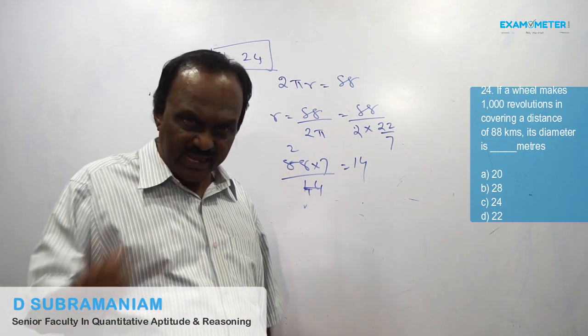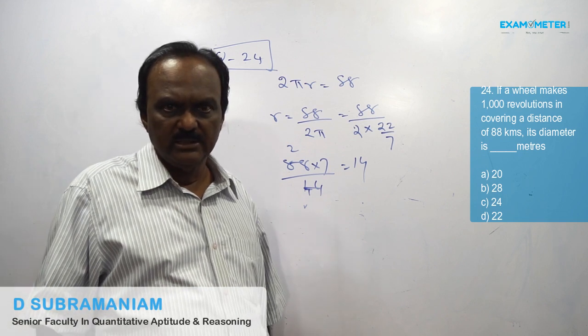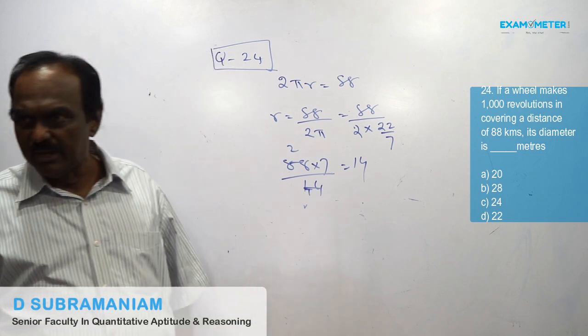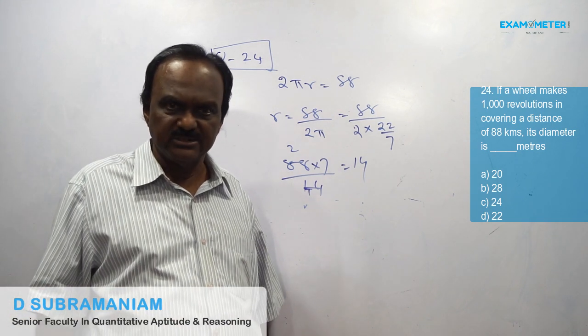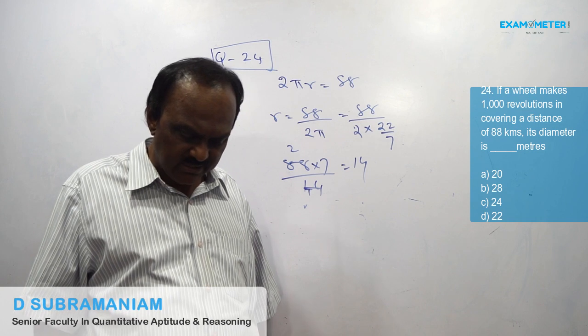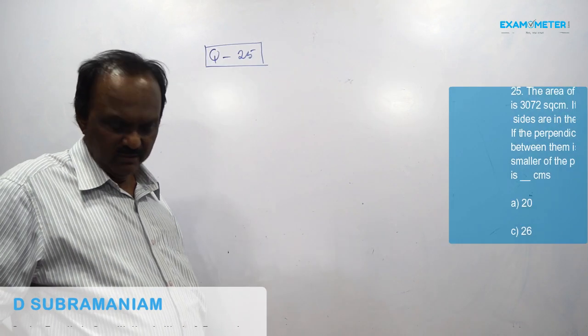They are asking for the diameter. So diameter will be double of the radius. So double of 14 is 28. So the diameter is 28 meters. So the answer is 28. Question number 25.